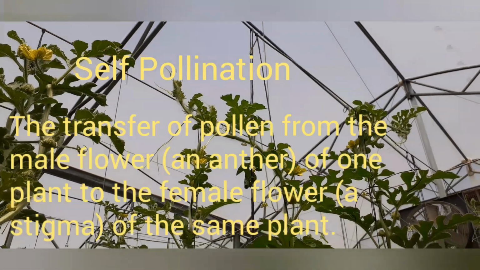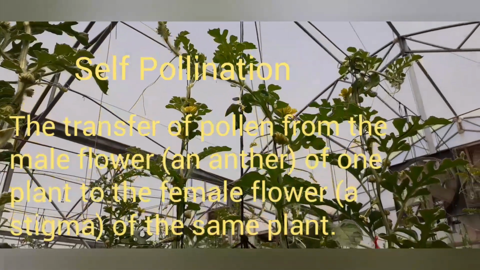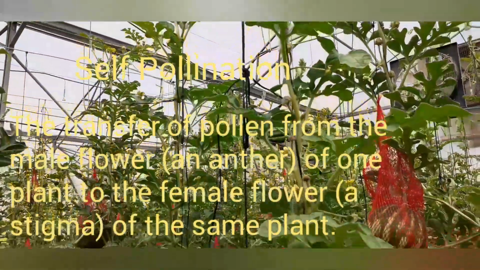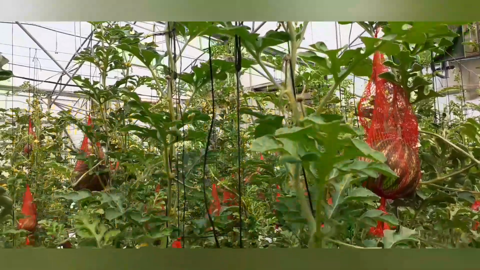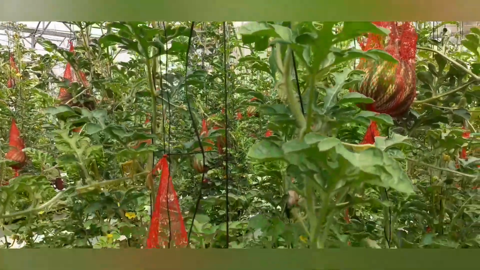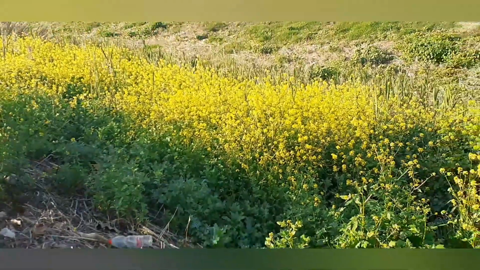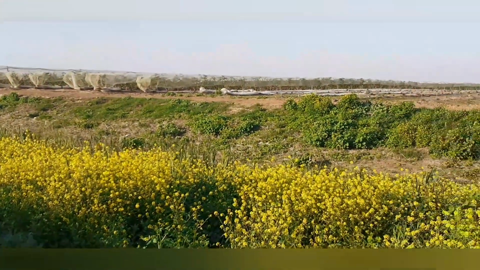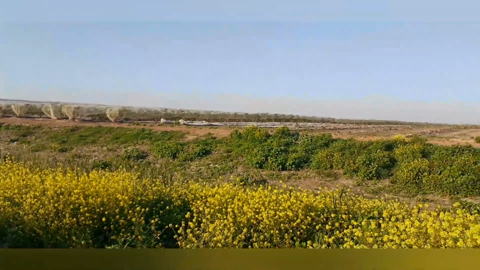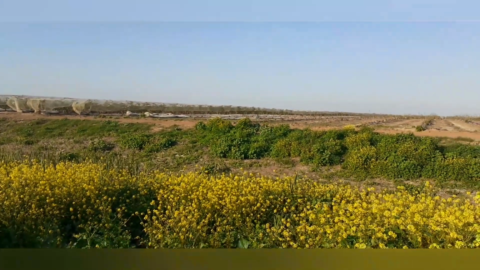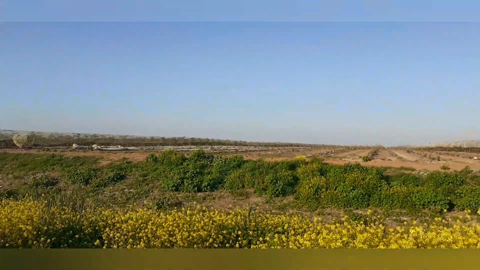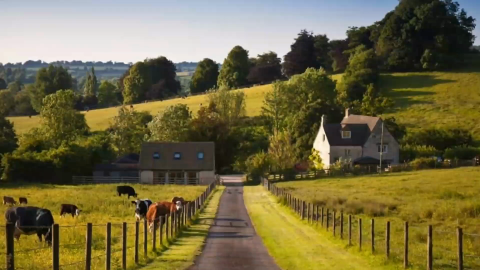And self-pollination is the transfer of pollens from the male flower or anther of one plant to the female flower or stigma of the same plant. Here we use the same plant. All these processes you can do on your farm or in your home garden. It involves simple processes that everyone can do to increase your yields, especially in cucurbitaceae farming.